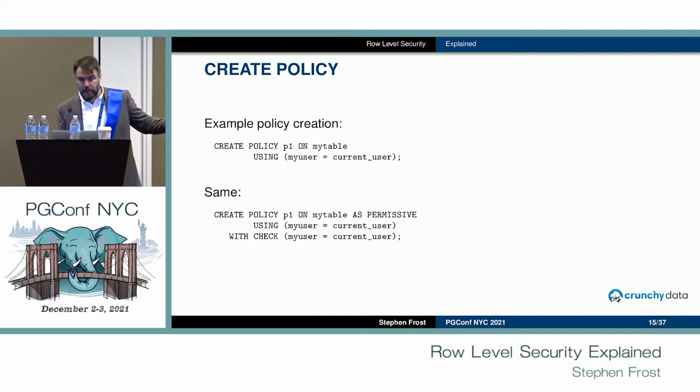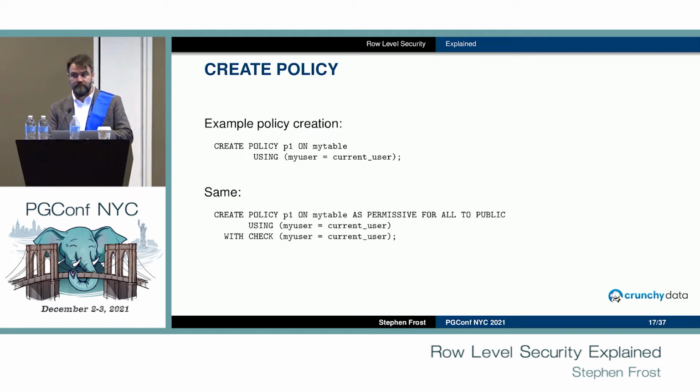Next, as permissive. Permissive is the default policy type in Postgres. So when you create a policy, as permissive will be the default. For all is saying this is going to be for all commands, whether it's a select, an insert, update, delete, this policy is going to apply to all of them. To public: public is the role that everyone has access to. And so to public is to say this policy is to apply to everyone.